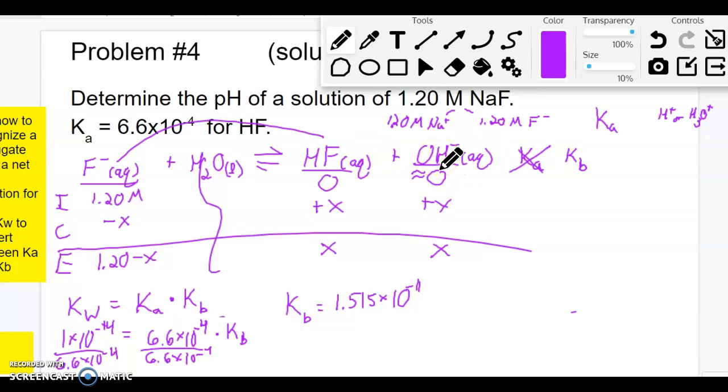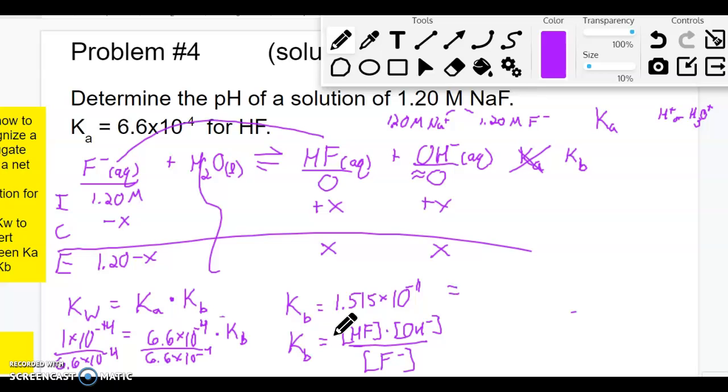I can relate that to my expression because the Kb expression for this is equal to products over reactants. It's the concentration of HF times the concentration of OH minus divided by the concentration of F minus. That's the stuff that we got from here. Your products divided by your reactants. And then it's all to the first power because all of these have a coefficient of 1. But now I can put my equilibrium values into my expression and solve for this.